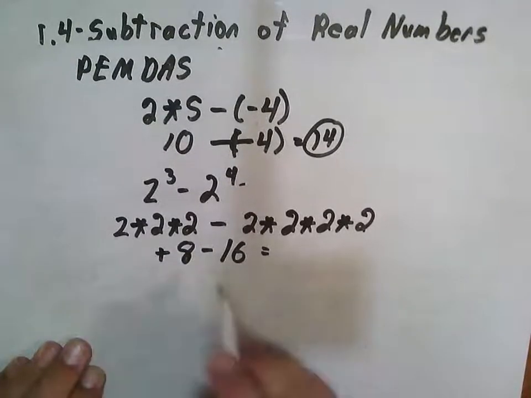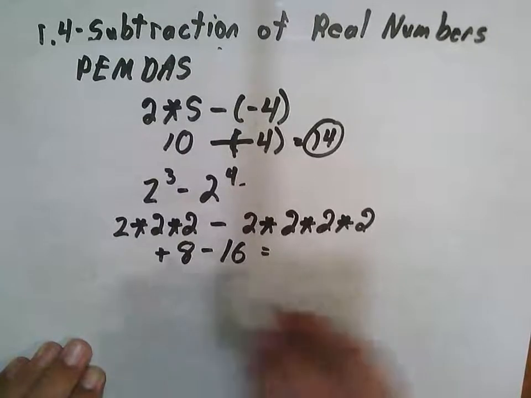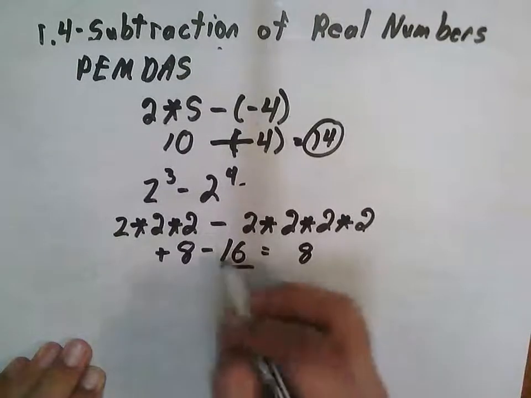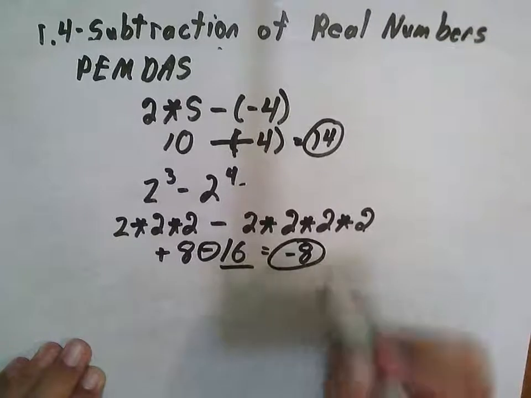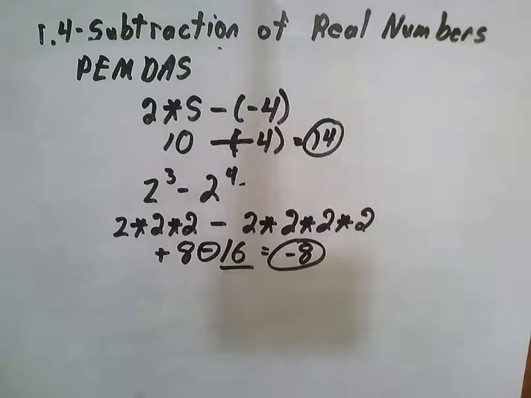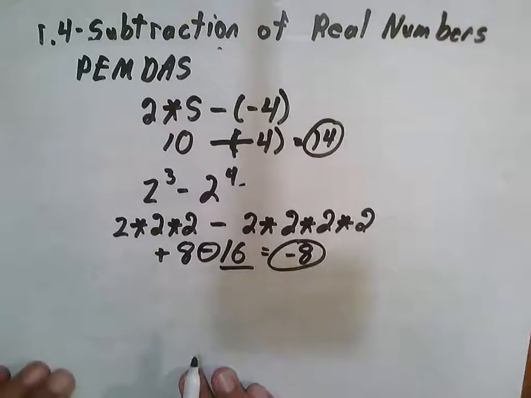One's a negative and a positive. They do not match. I subtract. 16 minus 8 is 8. The 16 is larger. It's negative. So it's -8. And that's with only doing a little bit of math. I don't even need to worry about the signs at this point. I'm just going to work it out.